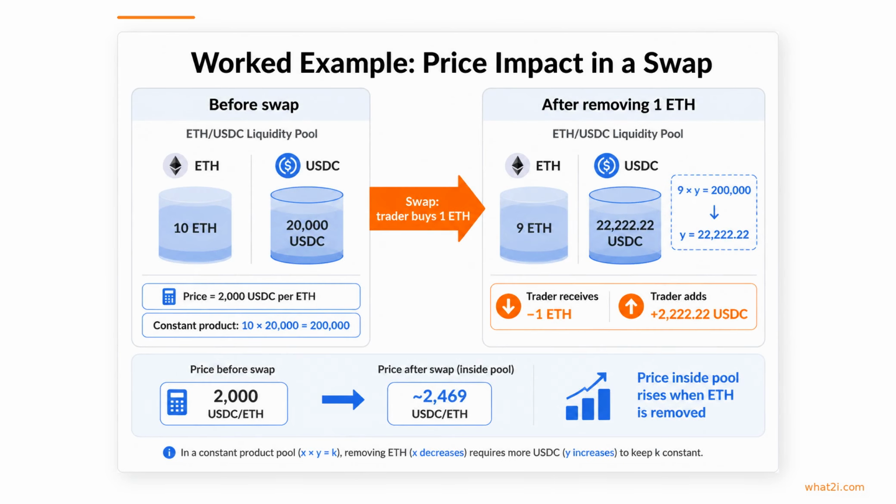Start with 10 ETH and 20,000 USDC, so the pool price is 2,000 USDC per ETH, and the constant product is 200,000. If a trader removes 1 ETH, the pool drops to 9 ETH, so USDC has to rise until 9 times y still equals 200,000, which gives about 22,222 USDC. That means the trader adds about 2,222 USDC to get 1 ETH.